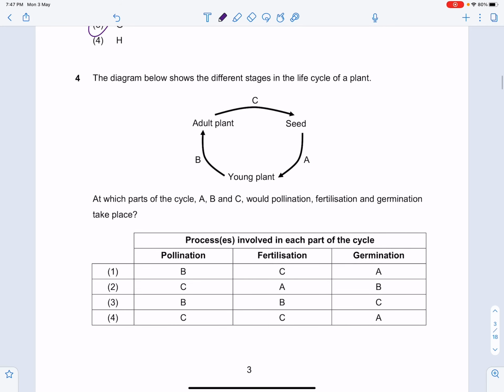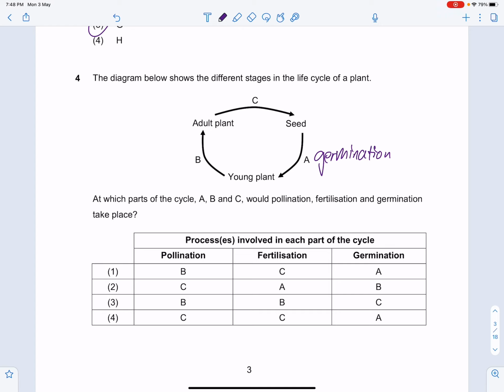Question number 4. Another question on life stages or life cycle of a plant. In this question, they are asking you at which parts of the life cycle A, B or C would pollination, fertilization and germination take place. Now germination is something to do with the seed, right? Before you get a young plant, you have germination. So obviously A, I'm going to say is germination right off from the start. And then you have pollination and fertilization. These two can only occur when you have an adult plant.